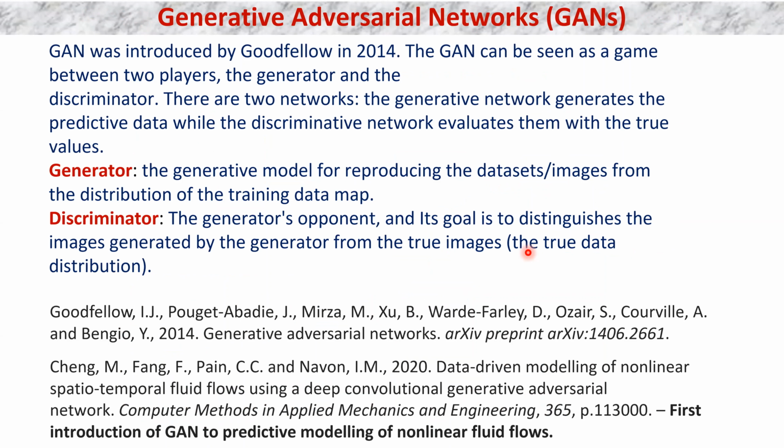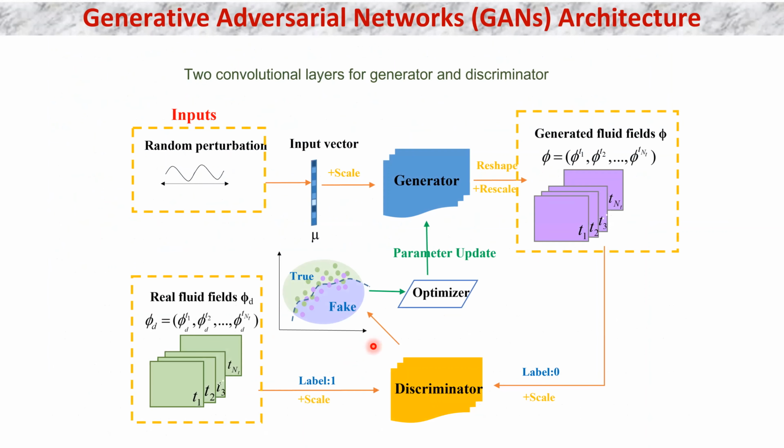So basically, this is for the image, reproduce the image. But Dr. Chen first introduced this method for spatial and temporal real-time prediction. So basically this is the strategy of the GAN. This is a generator, this is a discriminator. The input, random perturbations, is given to the generator.